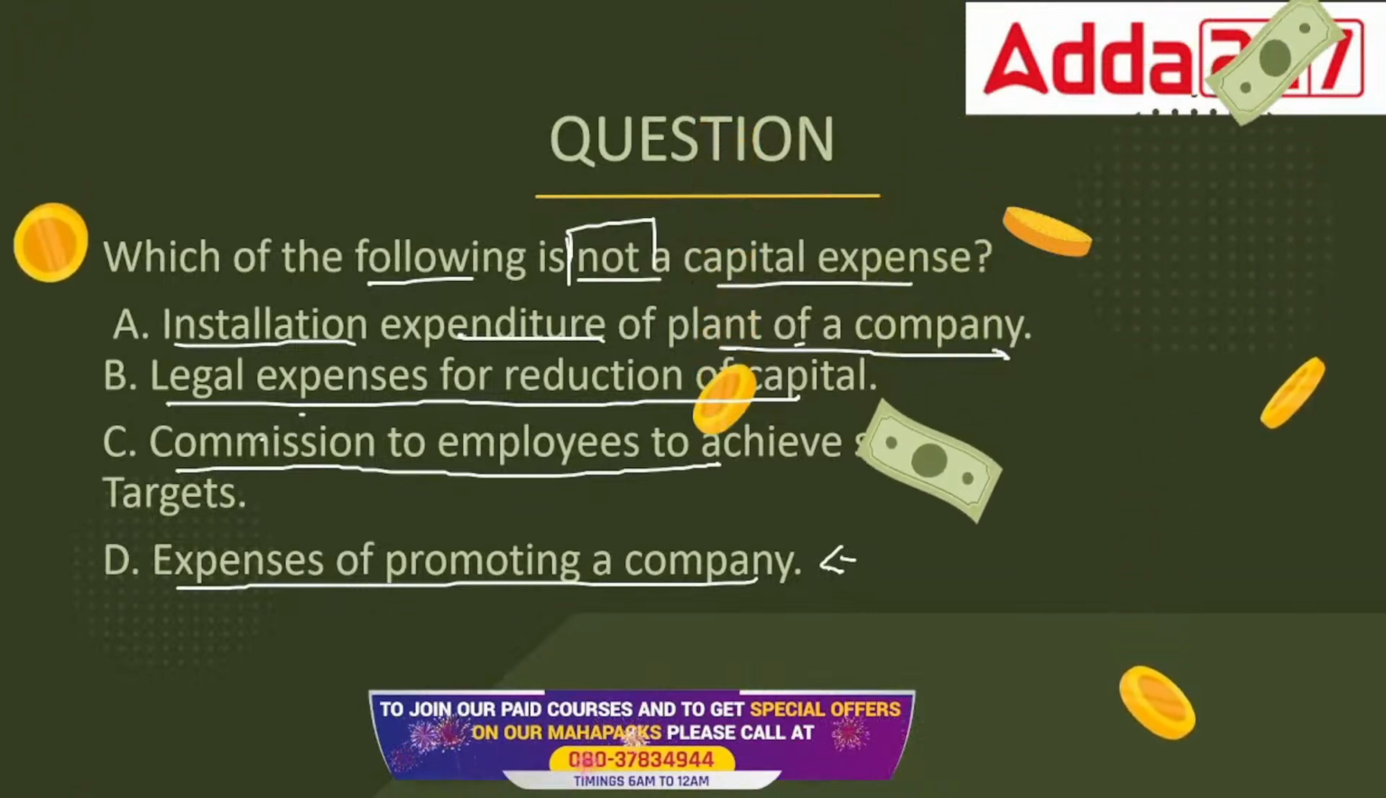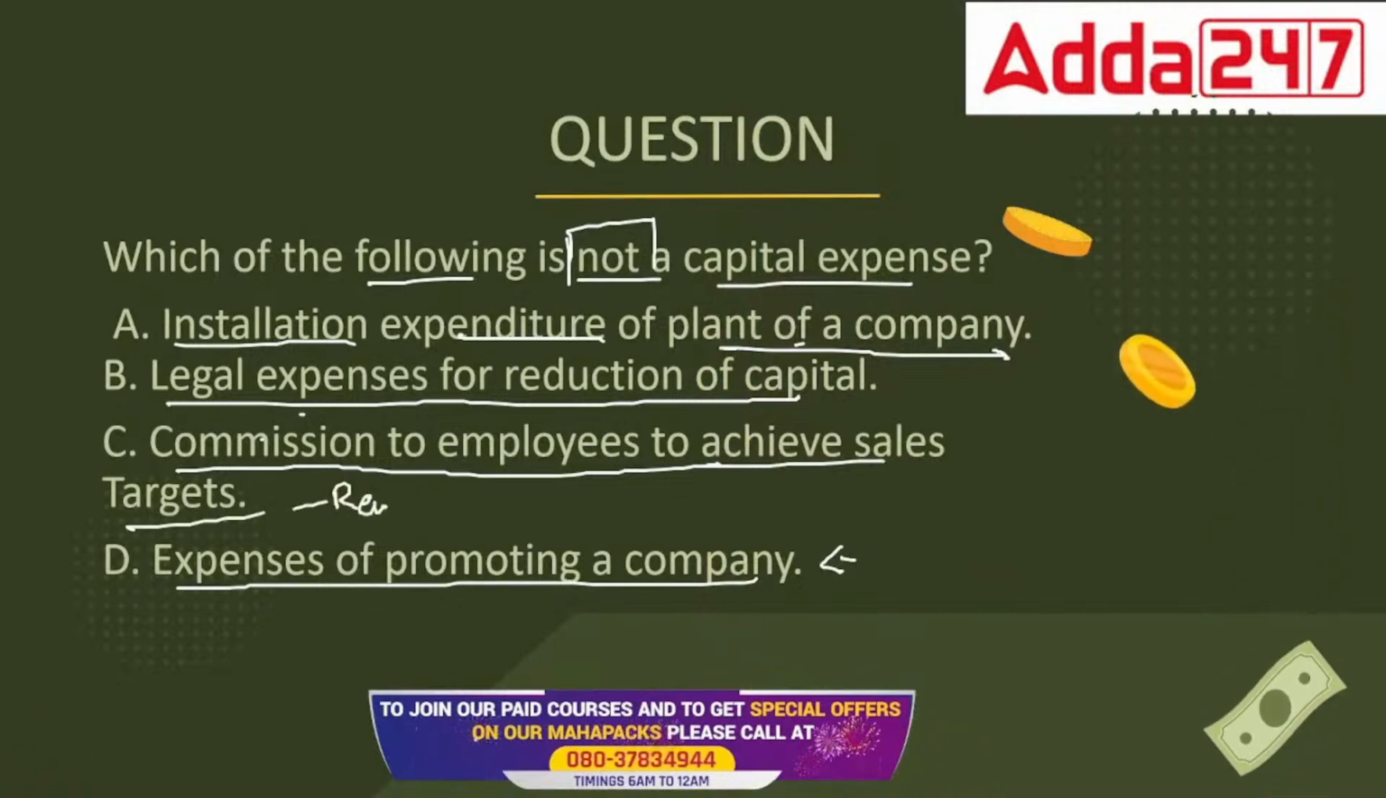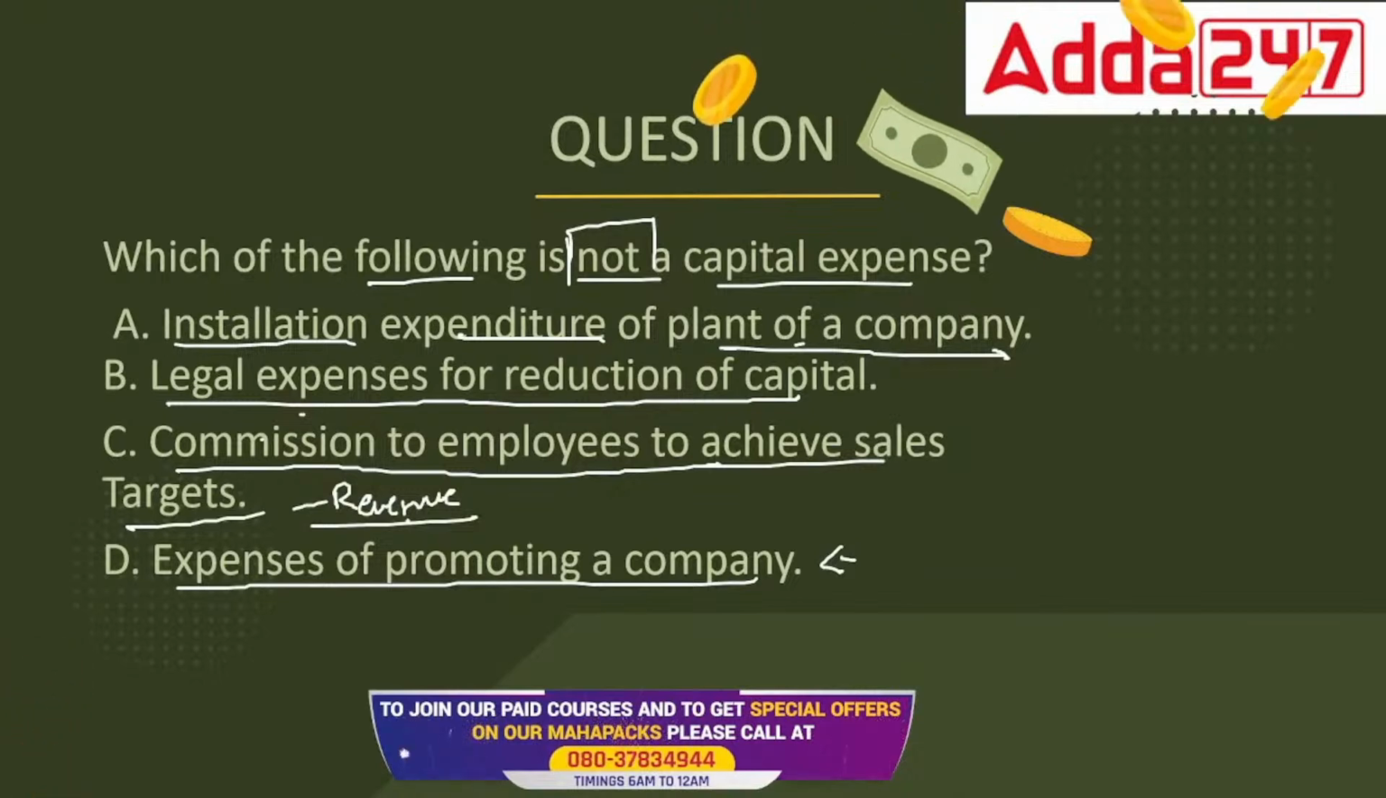Let's look at others. Commission to employees for achieving the sales targets. This is a pure revenue. Just because people are giving us earnings, then we are keeping it. Rest are not. So in this case, I would go for C.